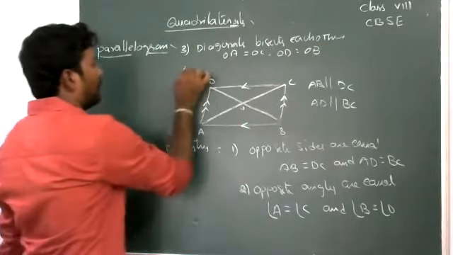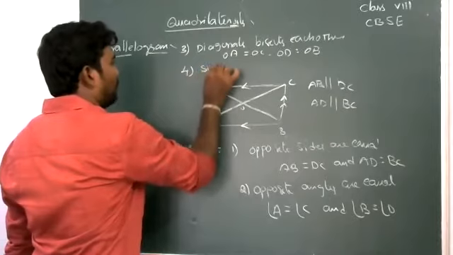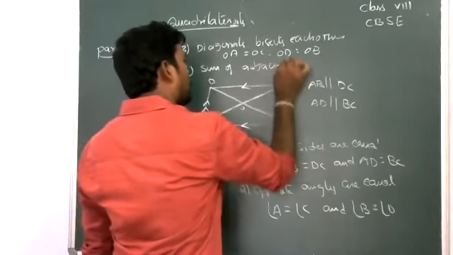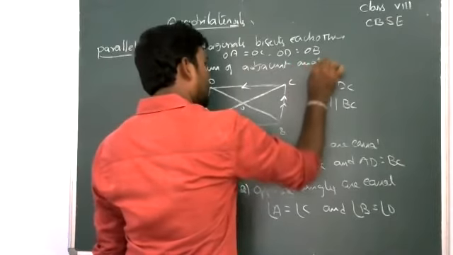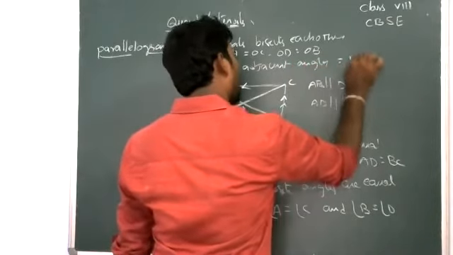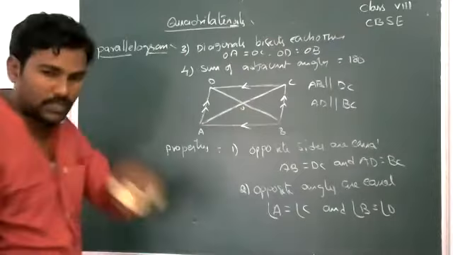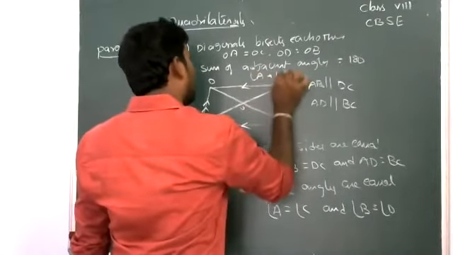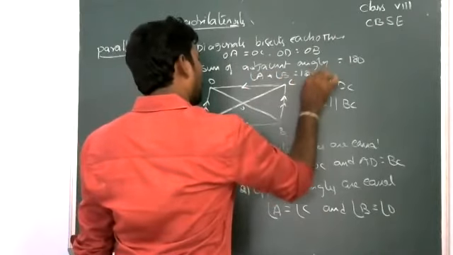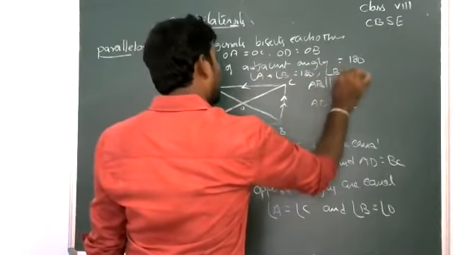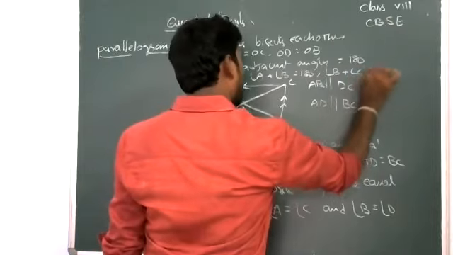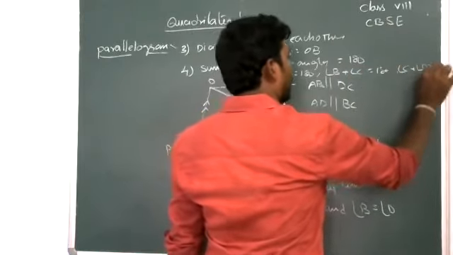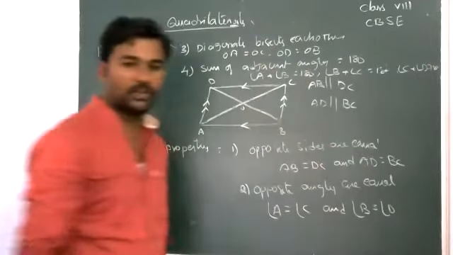Next, the fourth property. The sum of adjacent angles is equal to 180. For example, angle A plus angle B equals 180. Angle B plus angle C equals 180. Angle C plus angle D equals 180. The sum of adjacent angles equals 180.